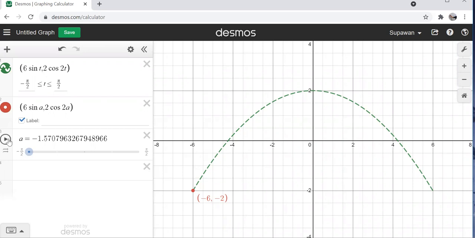If you click on the play button to see the trajectory, or the orientation, of the graph, it starts from the left point, negative 6, negative 2, and as you keep moving, it goes from left to right, in the clockwise motion.